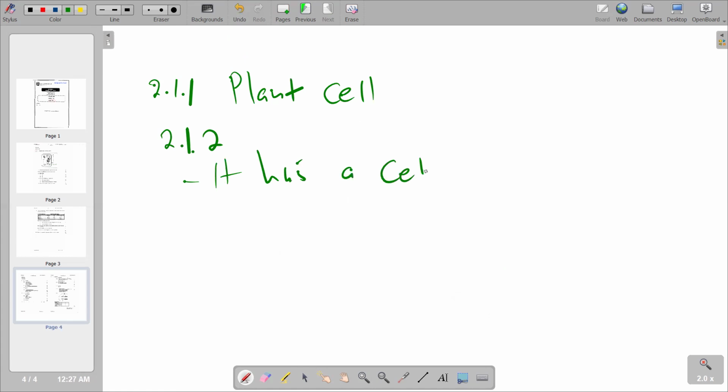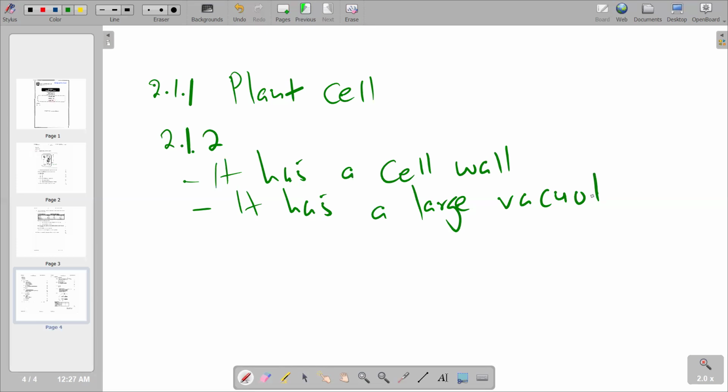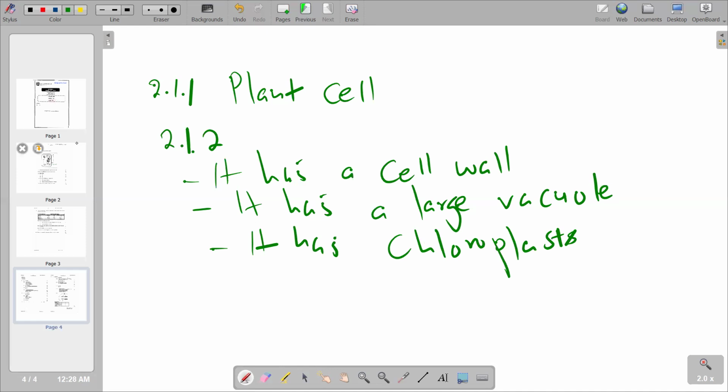So the first reason is that it has a cell wall, which we've identified, and also it has a large vacuole. And lastly, remember the question requires 3 points. You can also include that it has a chloroplast. So these are the reasons that we've identified that make it a plant cell.